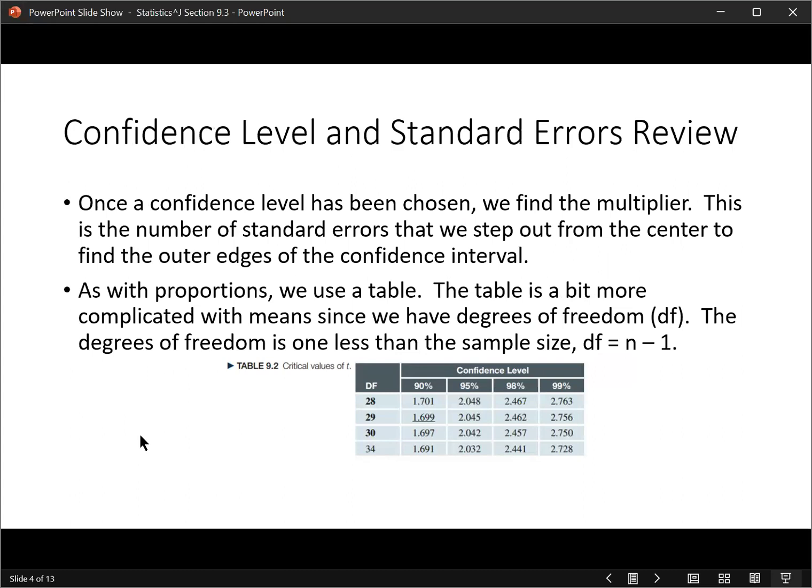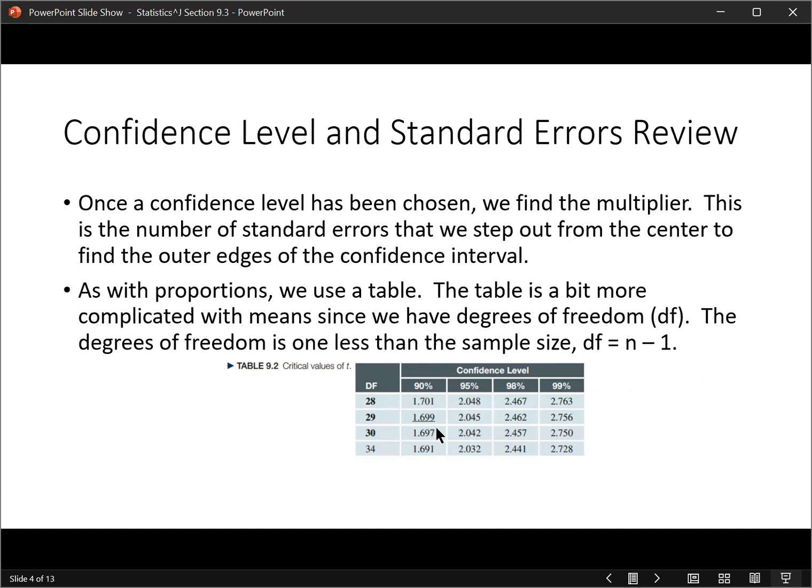Once you've selected a confidence level, you need to go through and find the multiplier. This is, again, the same thing that we did with proportions. This is the number of standard errors that we step out from the center to find the outer edge of the confidence interval. Just like with proportions, we use a table to find it. The table is a bit more complicated because we have this degrees of freedom thing, right? So this adds kind of a vertical component to the table. And don't forget the degrees of freedom is the sample size minus one.